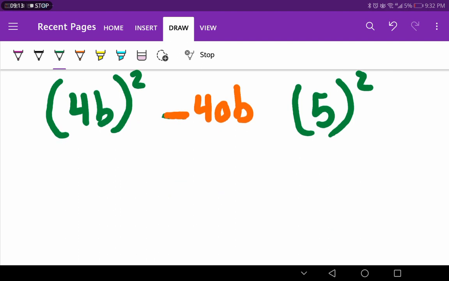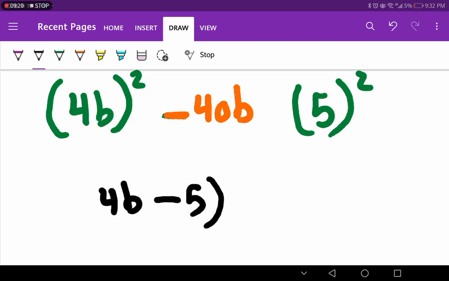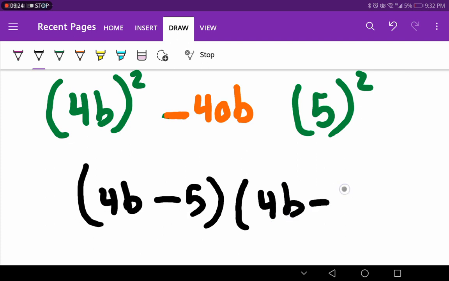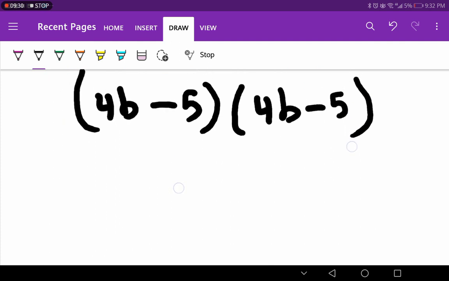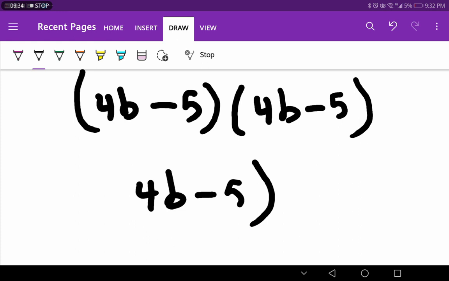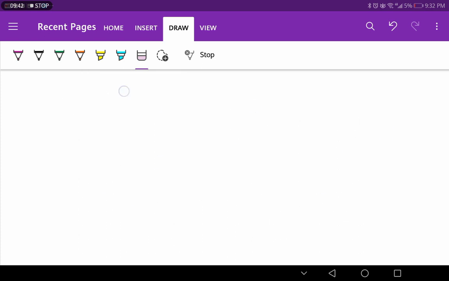Then we write this 4p negative 5 and 4p negative 5. And you know that if you multiply anything by itself, you can write it like this: you write one copy and raise it to the power 2. Are you happy with that, my dear student? It is easy, yes? Good for you.